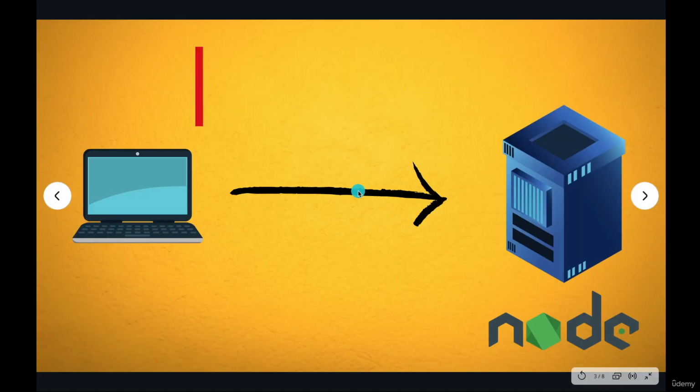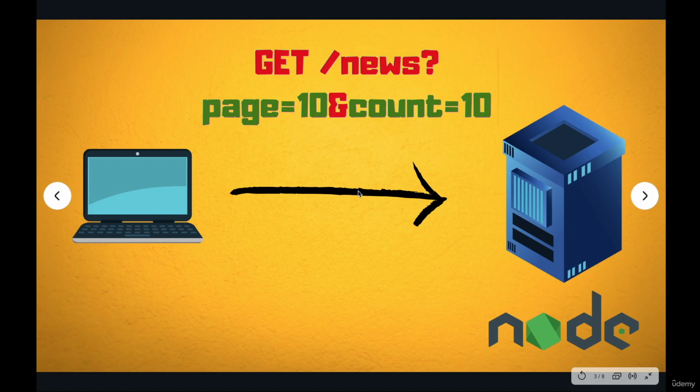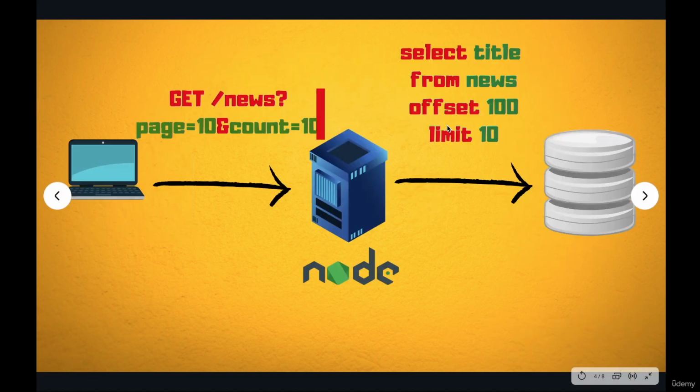So let's say you have a web application with an API that supports paging. Your user wants to request 10 news articles on page 10. This is performed via a simple GET request as shown here. The API server receives the GET request and builds a SQL query in order to send it to the database.